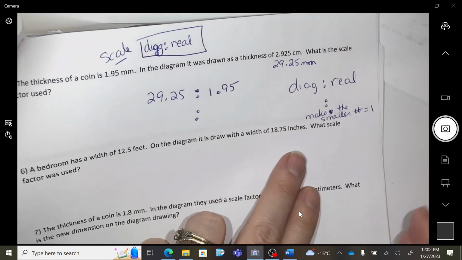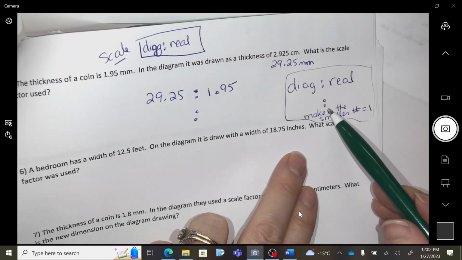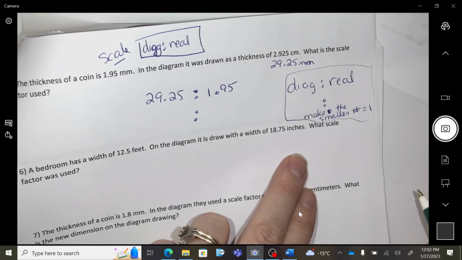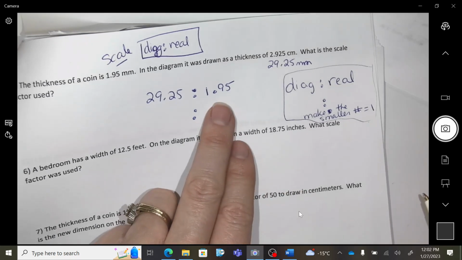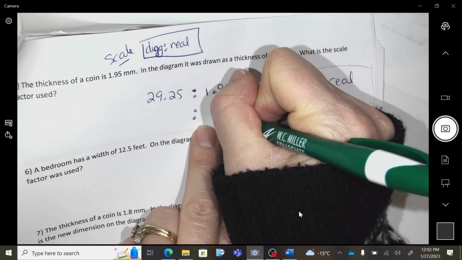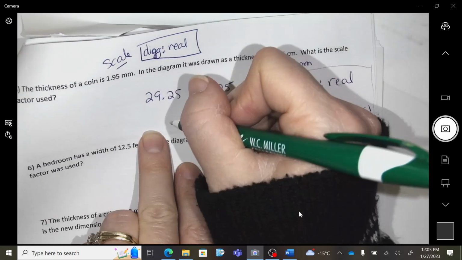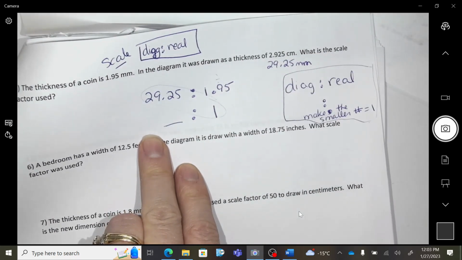Now, here's my cheat sheet. I'm going to make the smaller one a 1. Which number is smaller? Obviously the 1.95, I'm going to make a 1. And then I'm going to multiply, divide.